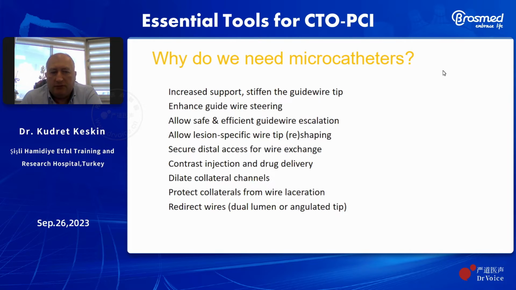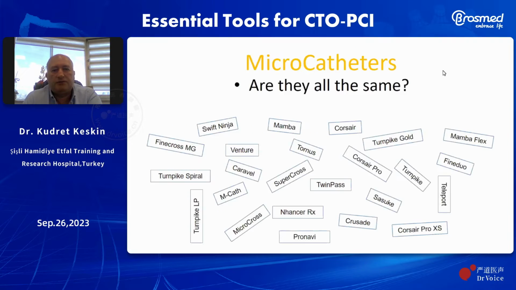And beyond that, we can also use them for enhanced guide wire steering, allowing safe and efficient guide wire escalation, de-escalation, and reshaping as we go through the lesion, secure distal access, wire exchange, contrast injection, drug delivery, and collateral channel dilatation, protecting collaterals from wire restoration, and redirecting wires as we use dual-lumen angulated microcatheters. So there are a lot of ways we can use microcatheters, but basically to increase support in CTO lesions.